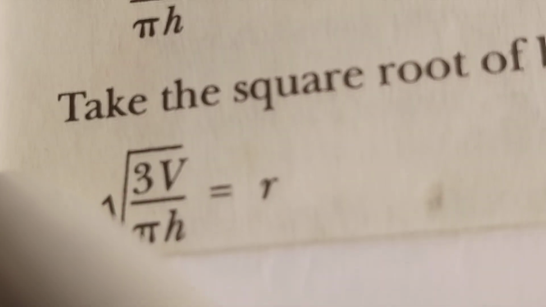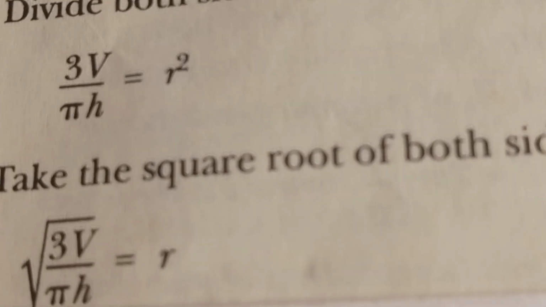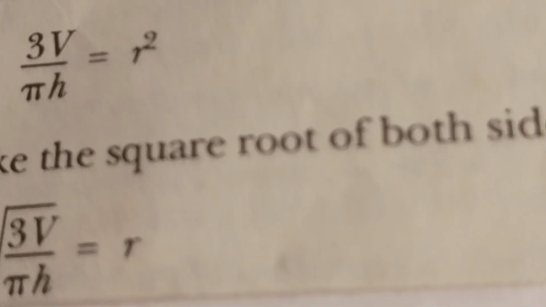Whether you say r equals this or you say this equals r, it's the same thing. Whether you turn it the other way around, it's the same thing. So this is the answer: the square root of 3v all over pi h equals r. That is what they say we should do, making r the subject of the formula. This is done. Look at it, then pause and study gradually. It's not a hurry, it's gradual.